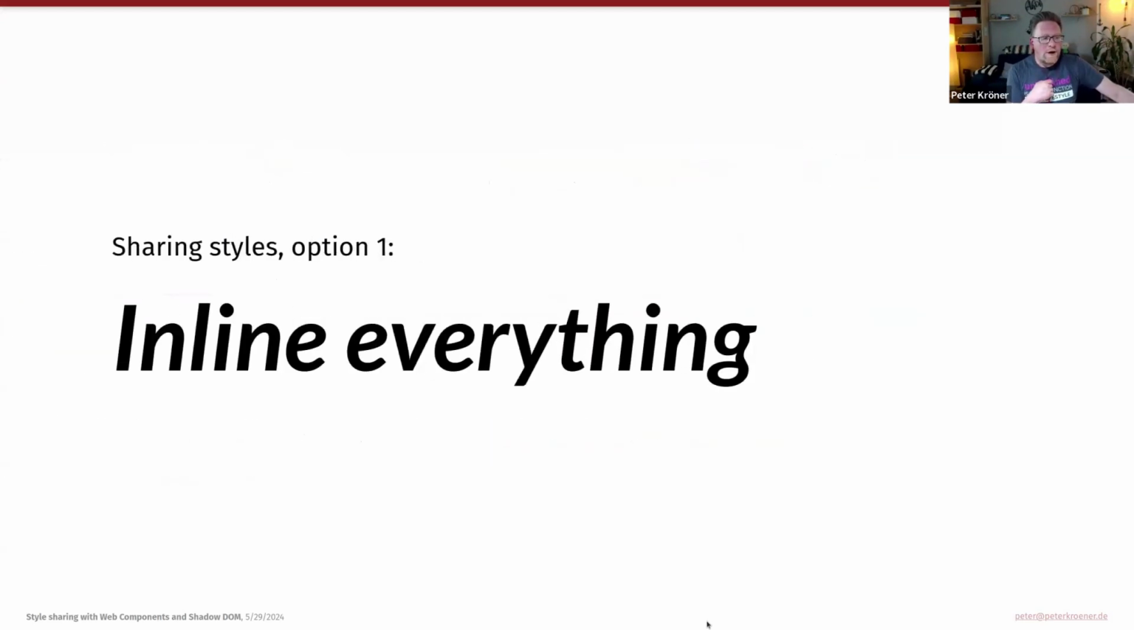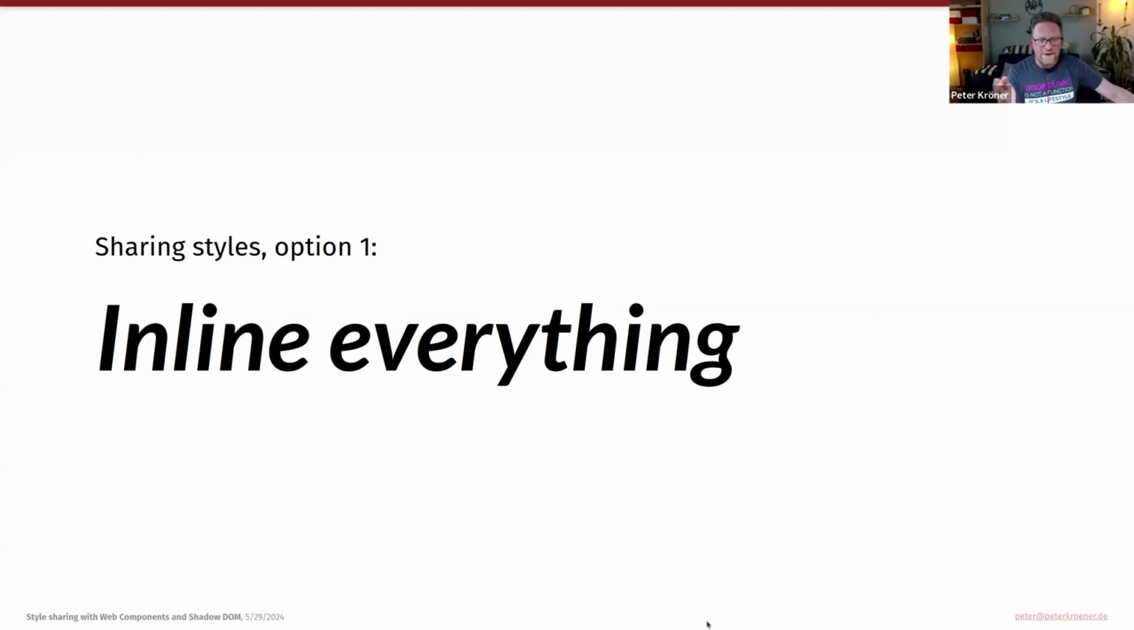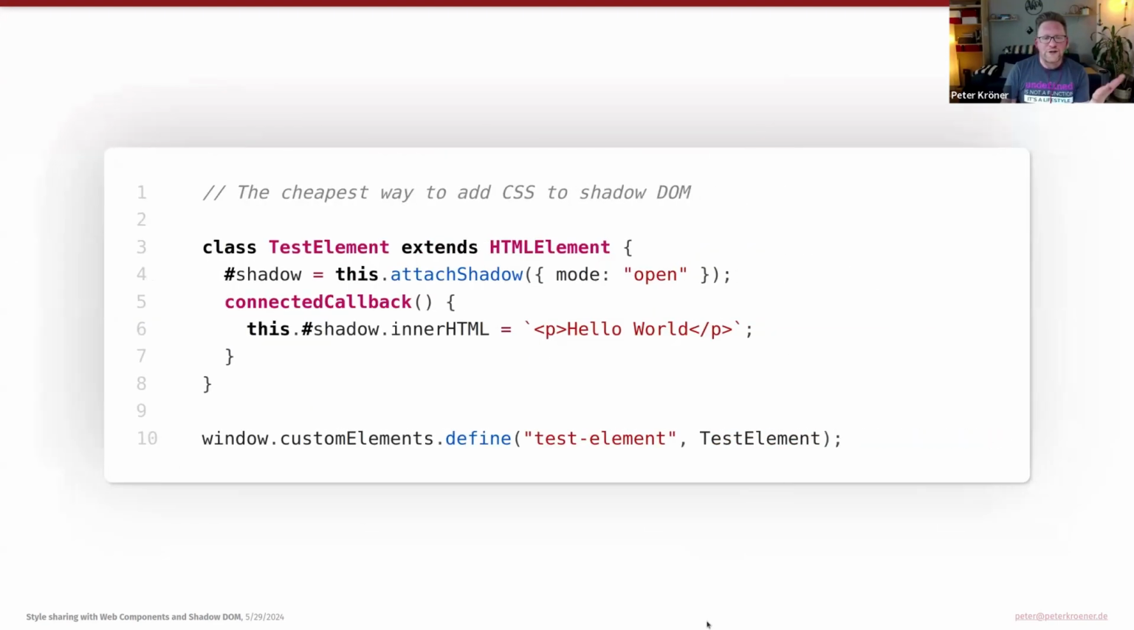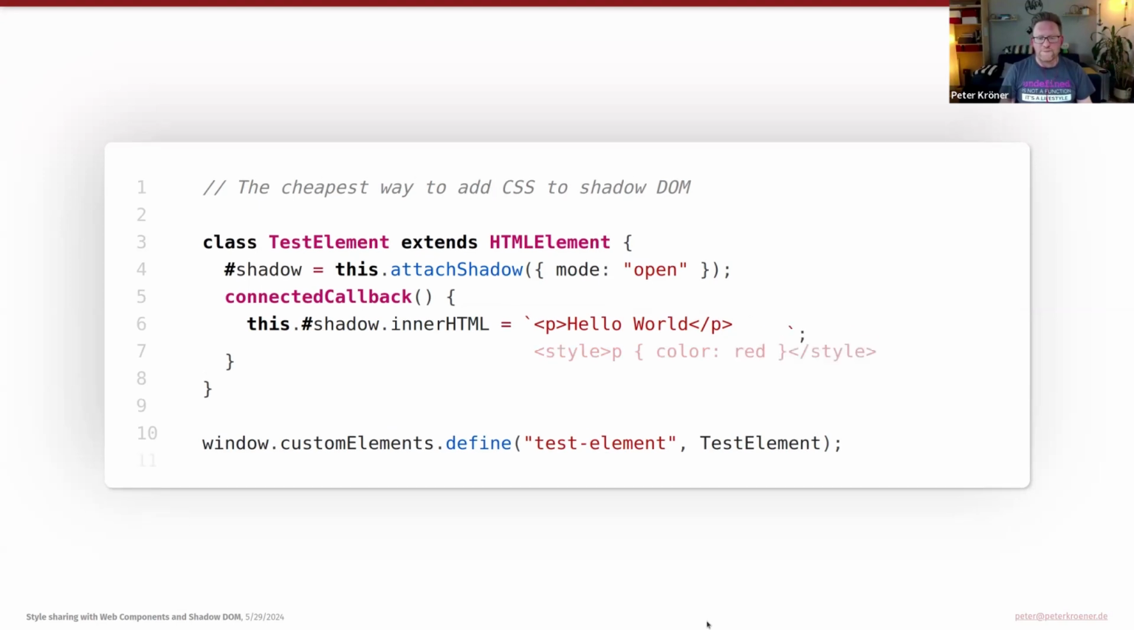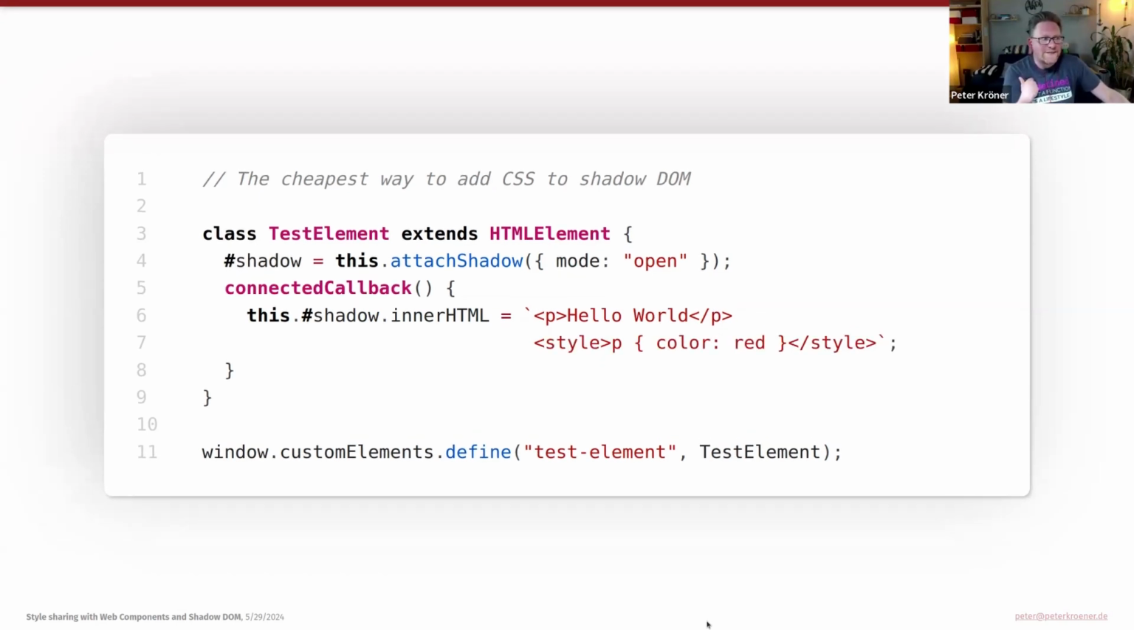Okay. Option number 2, or rather number 1, if we say that skipping Shadow DOM is option 0. The next option is to be as cheap and as simple as possible and simply dump your CSS inline into Shadow DOM. And this again sounds kind of primitive, but actually works quite well. Let's say this again is our component with a shadow root and some content in there. And the easiest, simplest way to put some CSS in there is to simply put some CSS in there, like this.